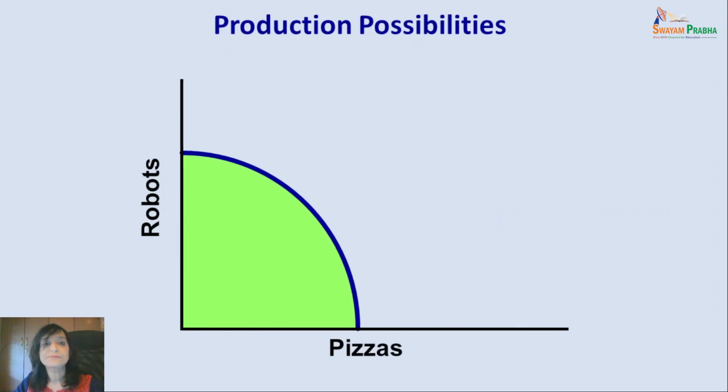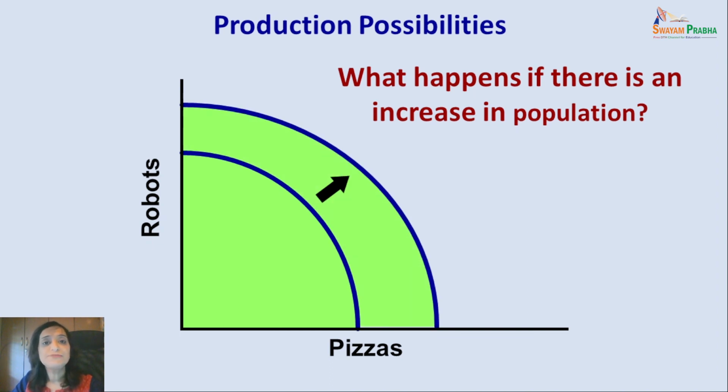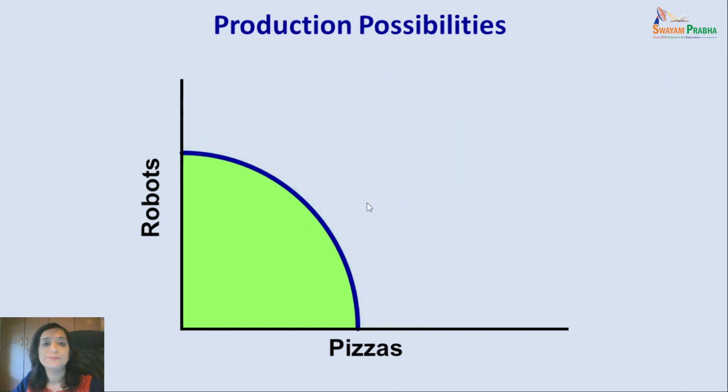Let us see this. Again, we are taking the pizza and robots example, and the economy has increasing opportunity cost, because of which your PPC is concave. It is bowed out. If there is an increase in population, that is, the number of resources which we had has increased, we have more people, more available labor force. This would mean that with more people in hand, we will be able to produce more, and hence we see your production possibility curve shifting outward.